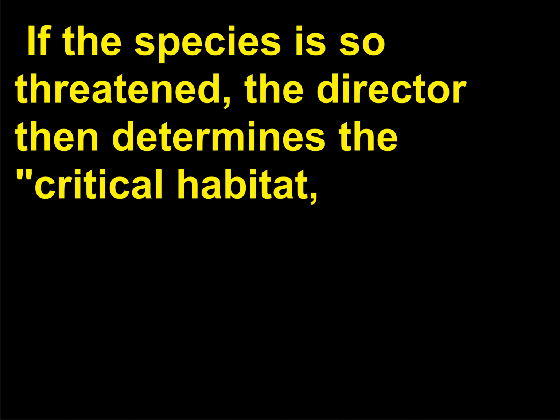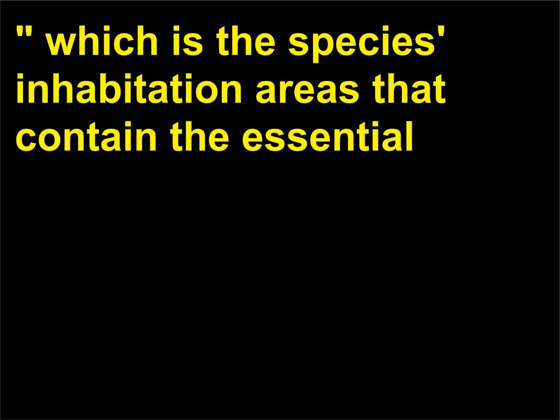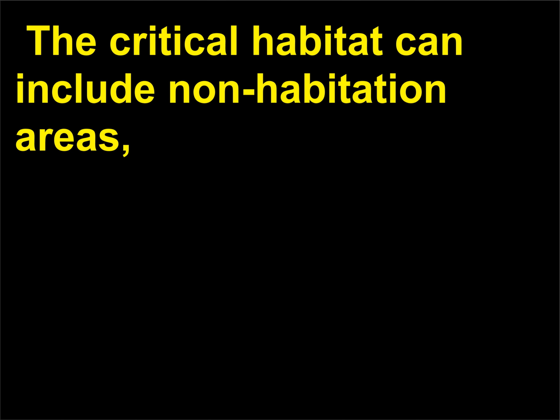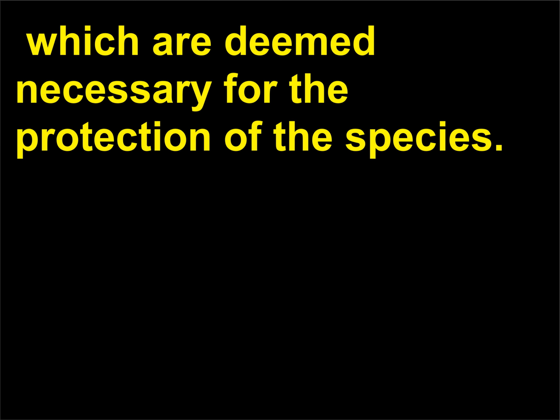If the species is so threatened, the director then determines the critical habitat, which is the species' inhabitation areas that contain the essential physical or biological features necessary for the species' preservation. The critical habitat can include non-habitation areas, which are deemed necessary for the protection of the species.